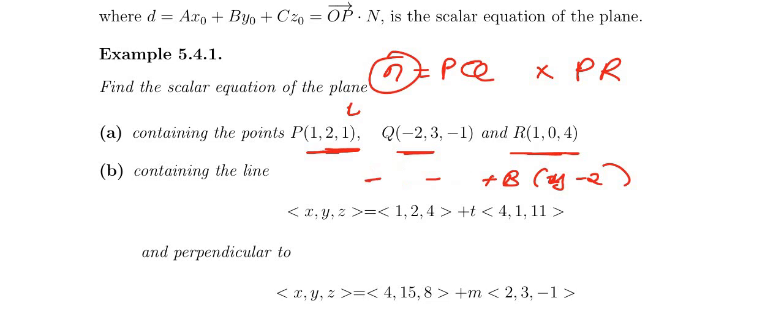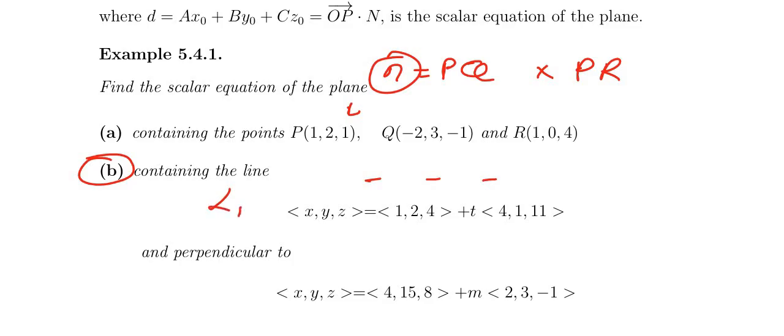Apart from this, let me remind you of the second example here. They are saying we need to find the vector equation of the plane containing the line which is perpendicular to the other line here. So we have L1 and we have L2. The first thing that we do is to get the normal vector. The direction vectors are already given, so we'll get the cross product.